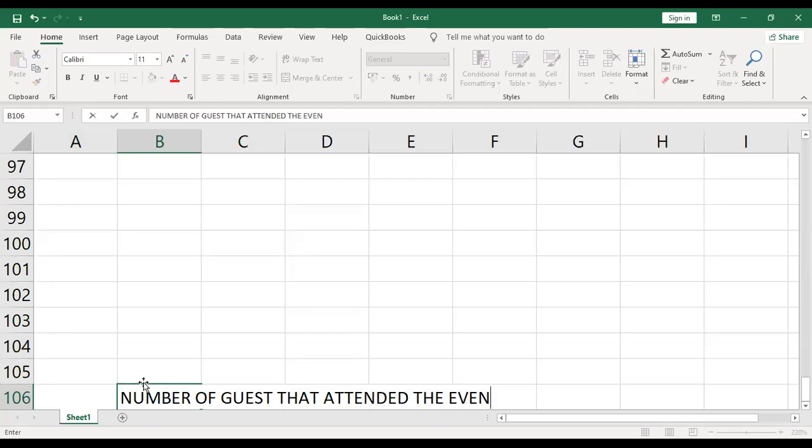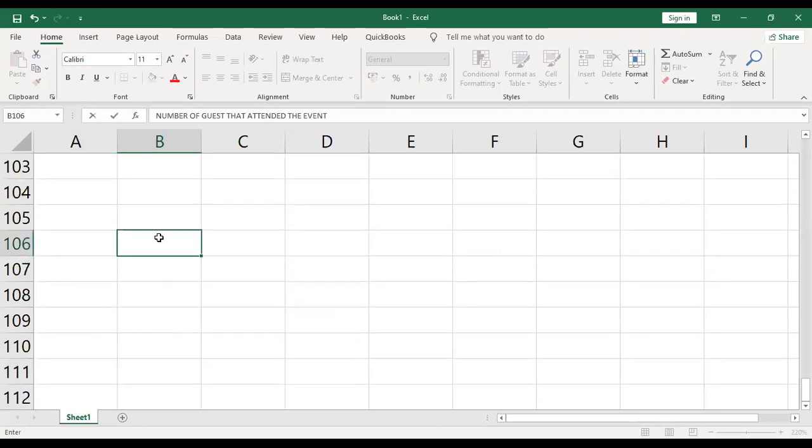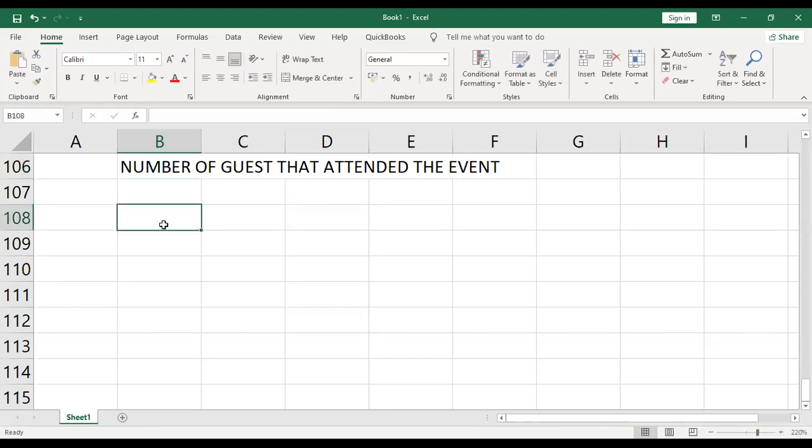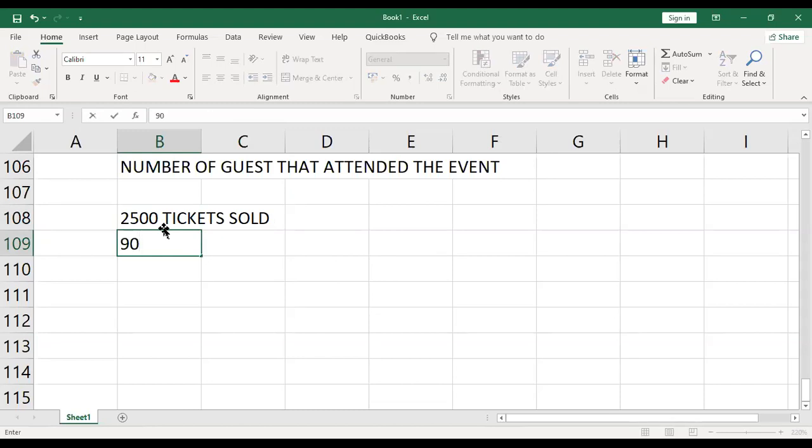The event. So how do I arrive at that? We have 2,500 tickets sold. Okay. And then we're told that 90% attended. So how many people attended the event?